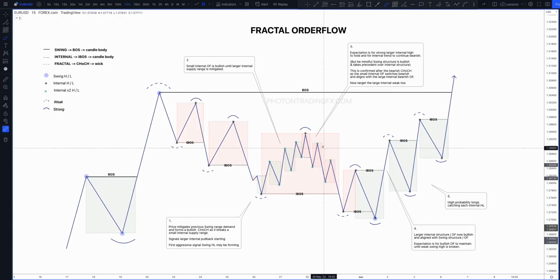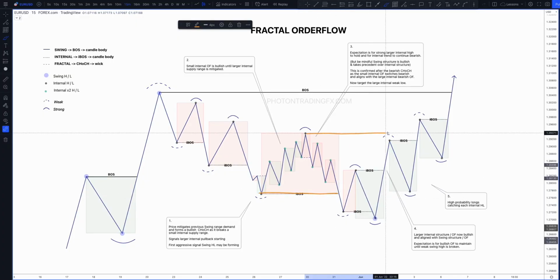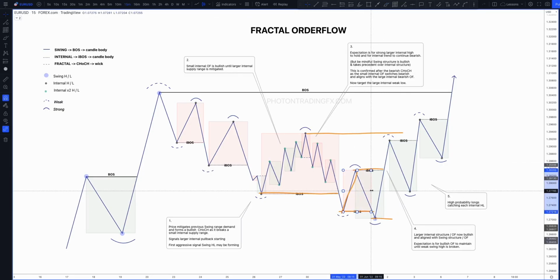Okay, cool. So we get that shift in small internal order flow, and then we continue down and take out that low. So that gives us another internal breaker structure, which then means at that point, the large internal range is from that high, right? Because this is the high that took out the low, and then this low here. So we pull back, and then we continue that bearish order flow. So we get another internal breaker structure. So now we're playing within this range, right? So that gives us this supply range here.